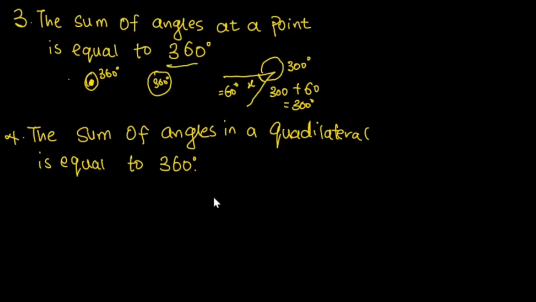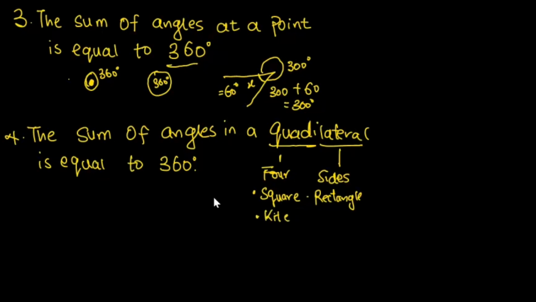So in the fourth point, the sum of angles in a quadrilateral. Now what is a quadrilateral? If some person might ask, the word quad means 4. Then the word lateral means sides. So it's simply a shape that has 4 sides. So it can either be a square. A square is equilateral. It can be a rectangle. It can be a kite. It can be a rhombus. It can be a parallelogram. It can be a trapezium. So we have a lot of quadrilaterals.